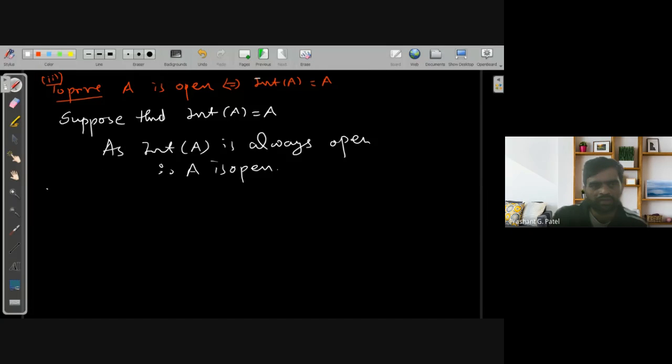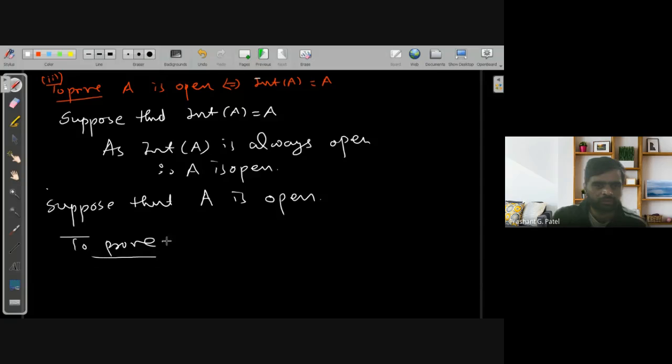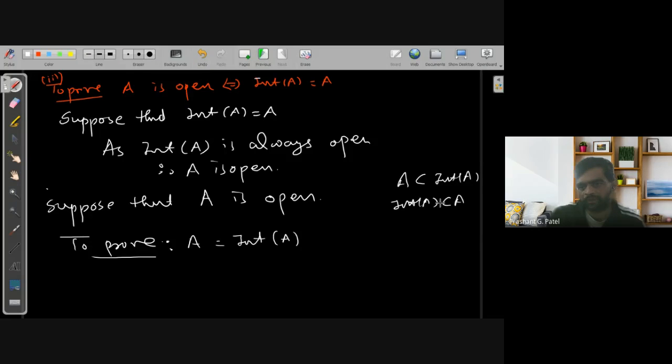Now conversely, suppose that A is open. So what we need to prove? We need to prove that A is equal to interior of A. This is our objective. When you want to show that two sets are equal, you have to show that A is a subset of interior of A, and also interior of A is a subset of A. How to prove? This we need to prove.